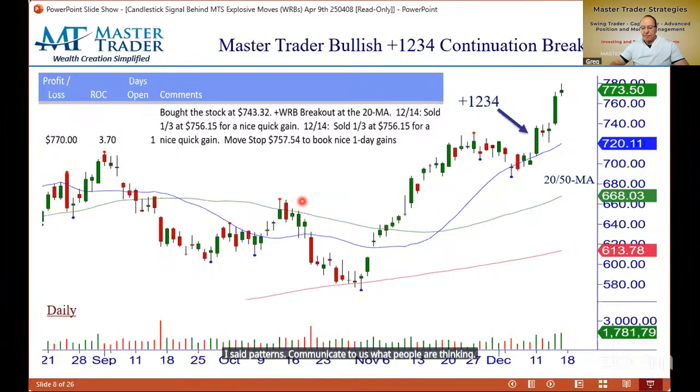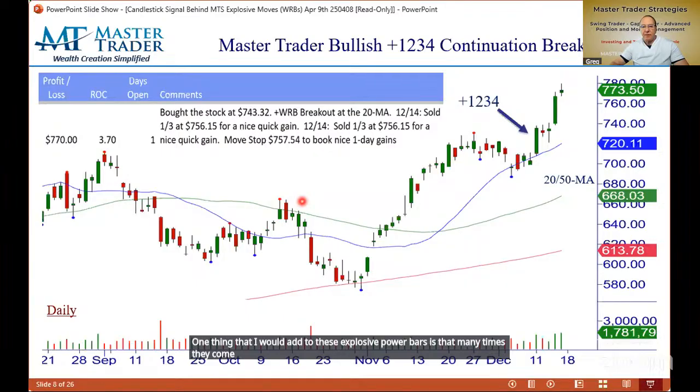Now, one thing that I would add to these explosive power bars is that many times they come after a period of uncertainty, but a contraction in the ranges, and many times the candles themselves, the bodies.